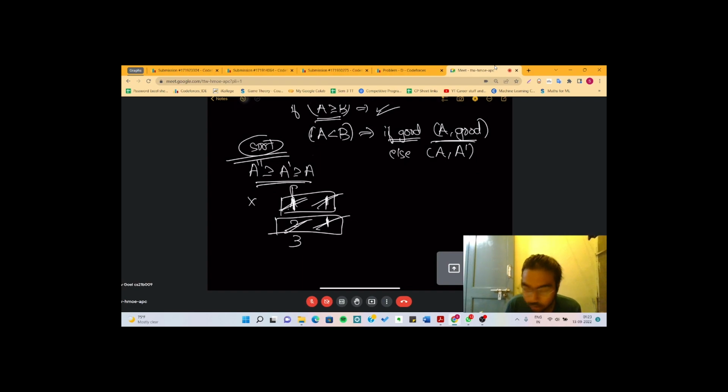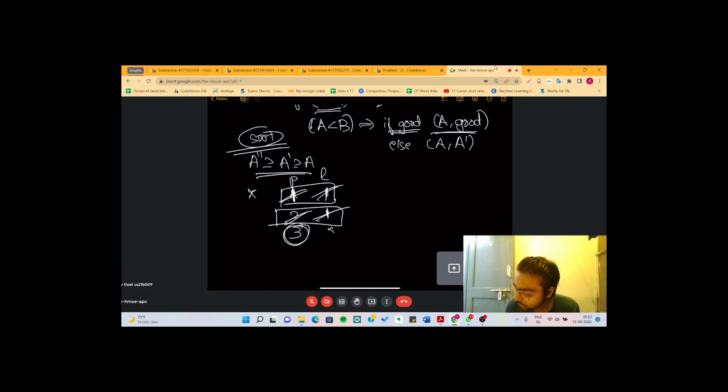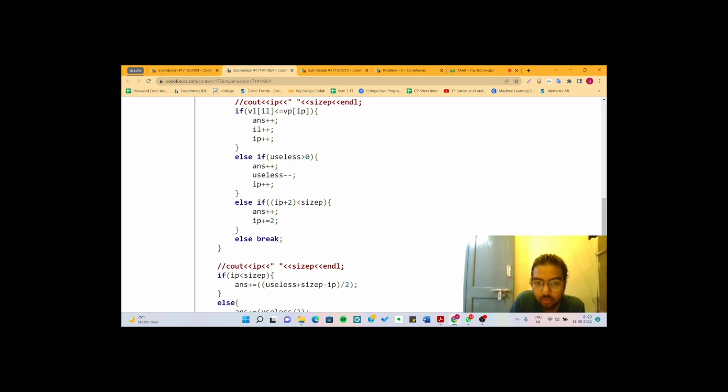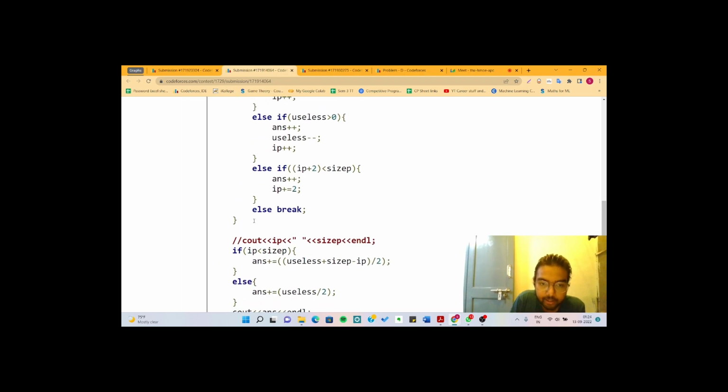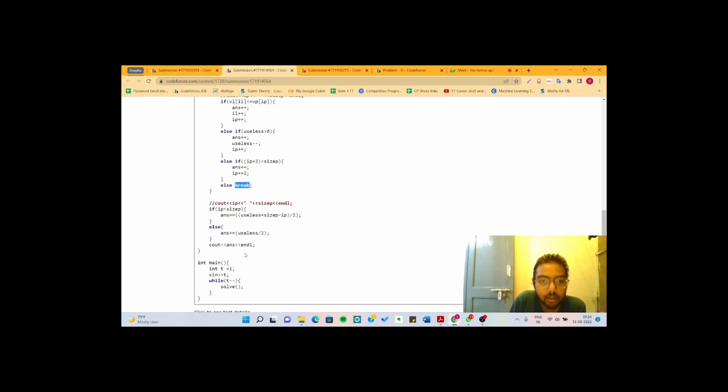This is your profit, this is your loss. Now this is a profit of 3. Based on the algorithm, you can't pair it with the loss because there are no loss. You can't pair it with the good because there is no good. So you'll increment the answer only if there is one more profit person to pair it up with. So this condition is put in here: if IP plus 2, if there are at least two people left in your array, then you'll increment your answer, and you'll increment profit people who visited by 2 because two of them went, right? And if nothing is possible, then you'll just break out of the loop.